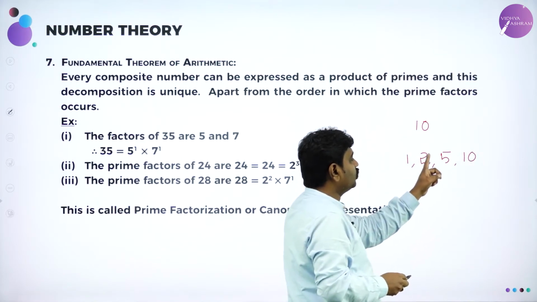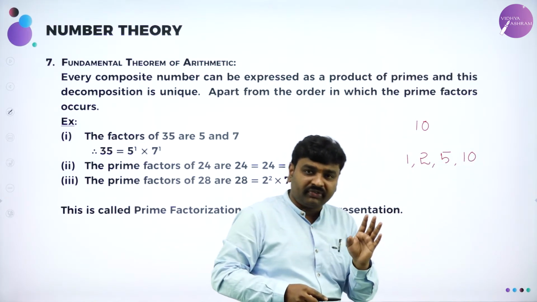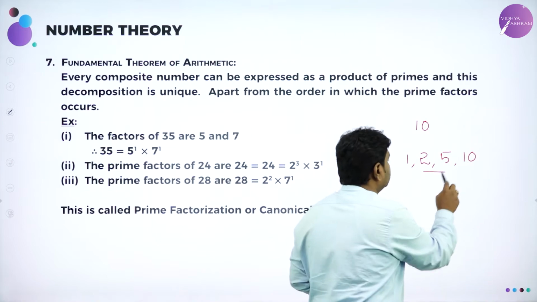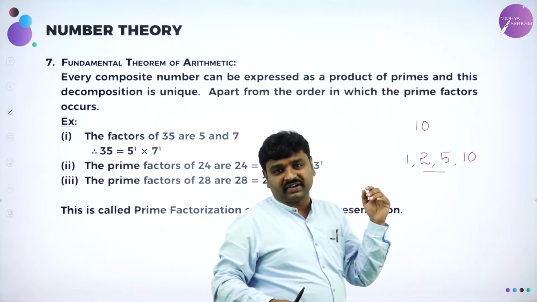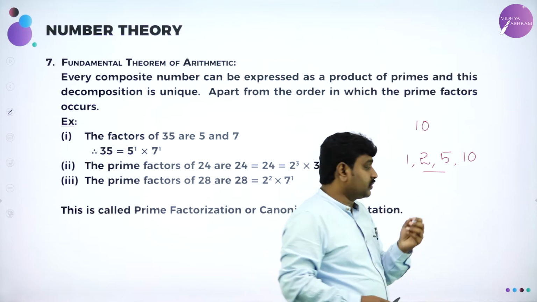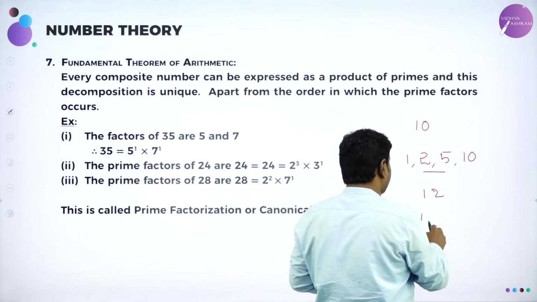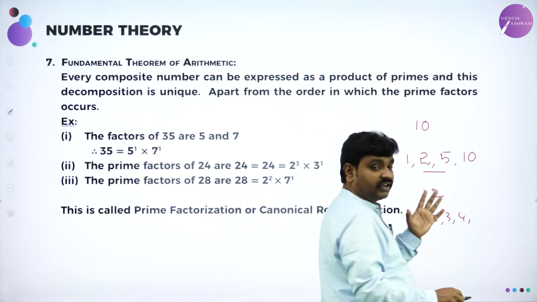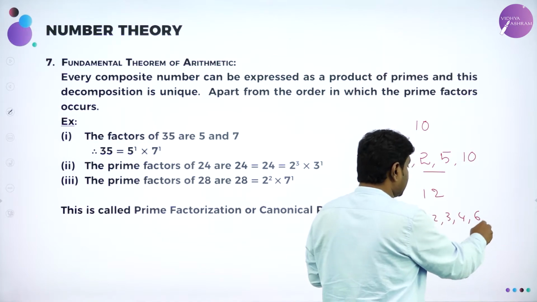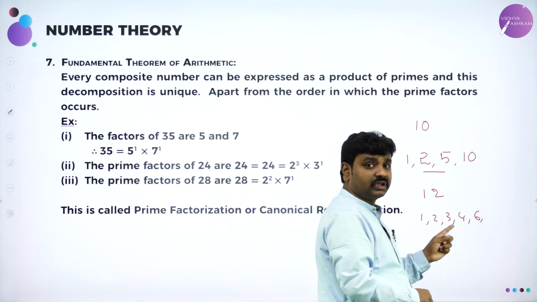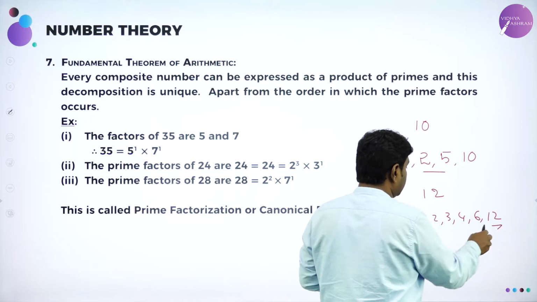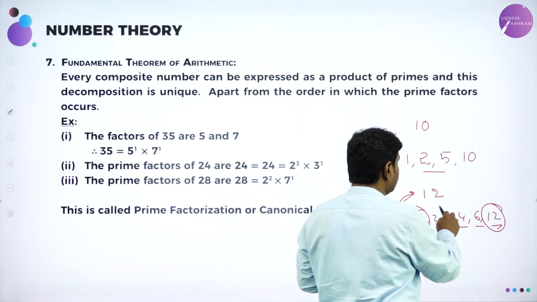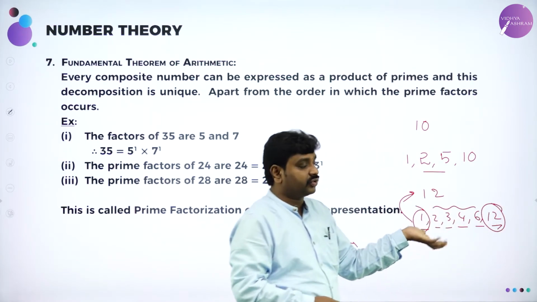So in total we have 4 factors for 10. Other than 1 and itself, it has 2 extra factors. The number is small, so I can start counting the factors. If I ask for 12, what are the factors for 12? 1 is a factor, 2 is a factor, 3 is a factor because 3 4s are 12. 4 is a factor, 4 3s are 12. 5 is not a factor because 5 cannot divide. 6 is a factor because 6 2s are 12. And 12 is a factor. So we have 6 factors for this. Other than 1 and itself, we have 4 different factors.